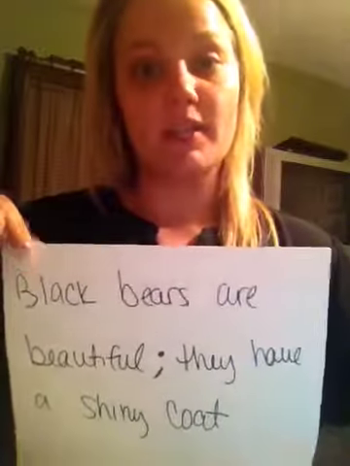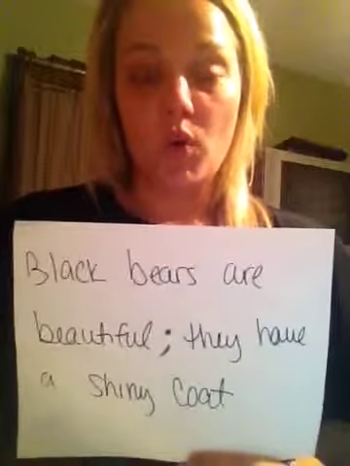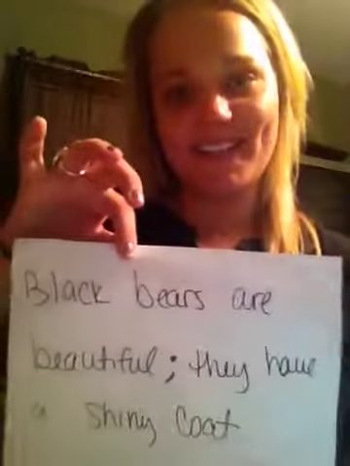Here we have another example of how to fix a comma splice. The original sentence had a comma right here. "Black bears are beautiful," and then it had a comma. "They have a shiny coat." But you can't use a comma because that would make a comma splice. So since the semicolon rule says that both of the clauses are related, we are able to use our semicolon, which makes it pretty and nice and neat and grammatically correct.